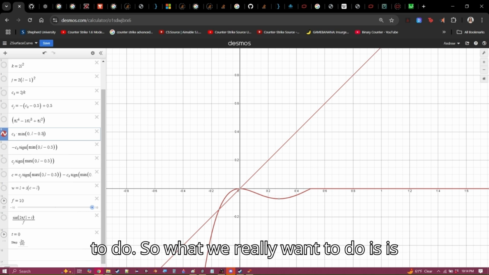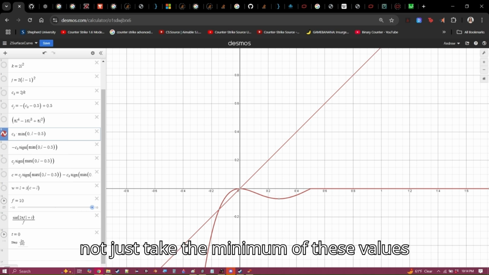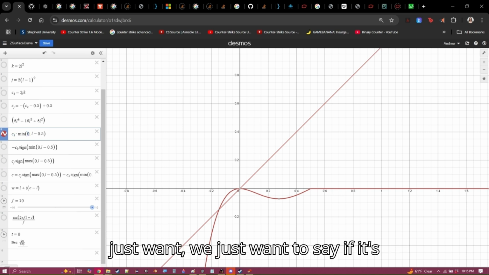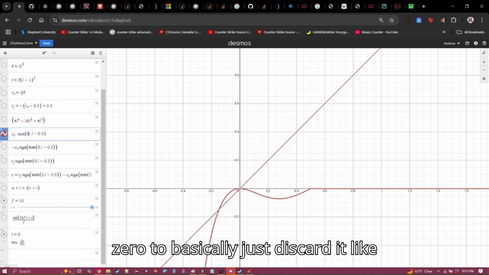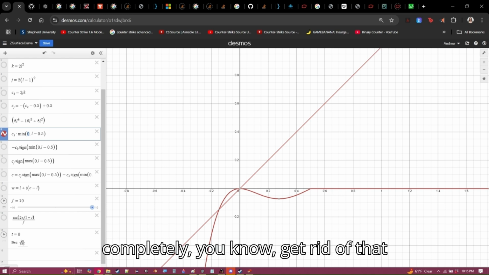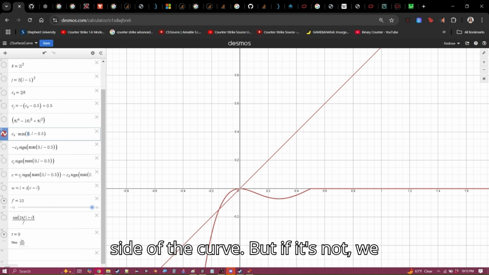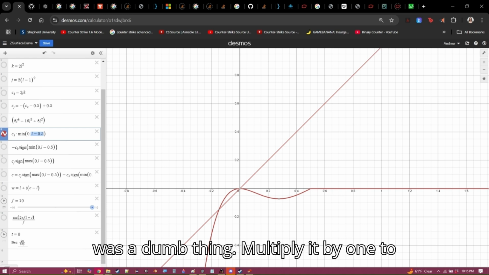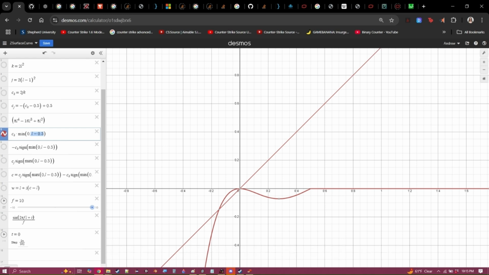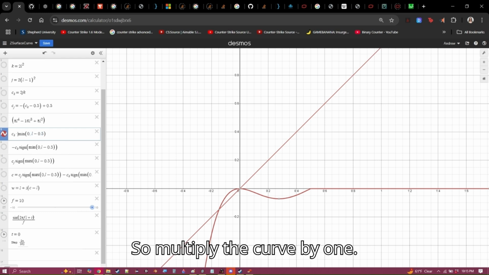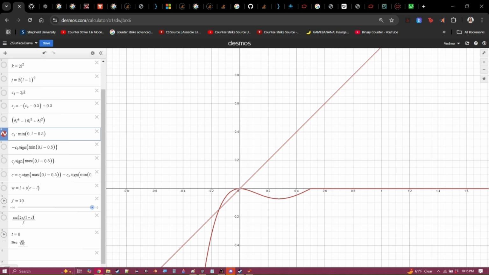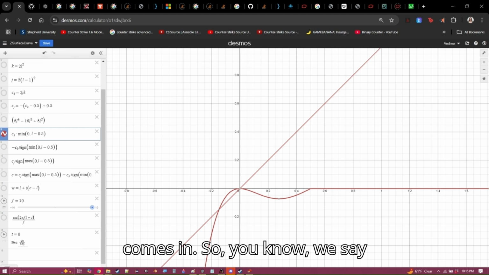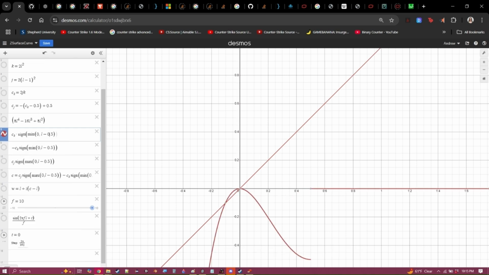So what we really want to do is not just take the minimum of these values and multiply by our curve. We just want to say, if it's beyond a certain point, multiply it by 0 to discard it completely, get rid of that side of the curve. But if it's not, we just want to keep it the same. Multiply it by 1 to get itself as the result. So multiply the curve by 1. And that is where the sign comes in. So we say sign of that.